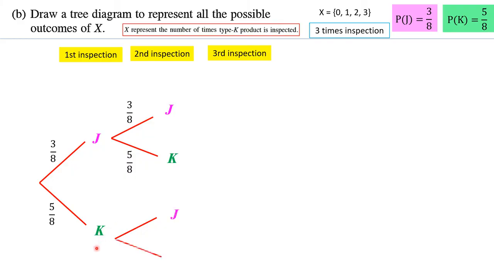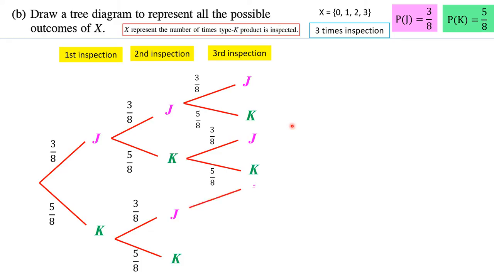For this one also, we branch out to J and K, and then we write down the probability. For the third inspection, it is the same. We branch out J and K for each of these outcomes of the second inspection. We will continue until we get a complete tree diagram. Now we have a complete tree diagram.